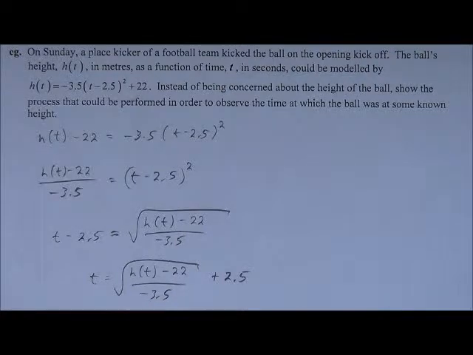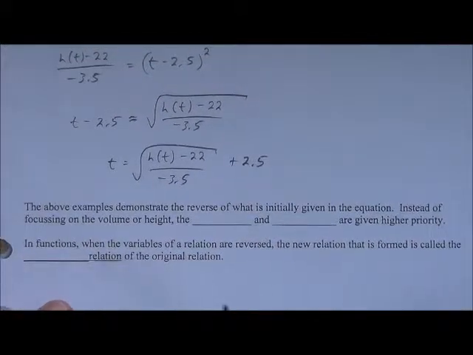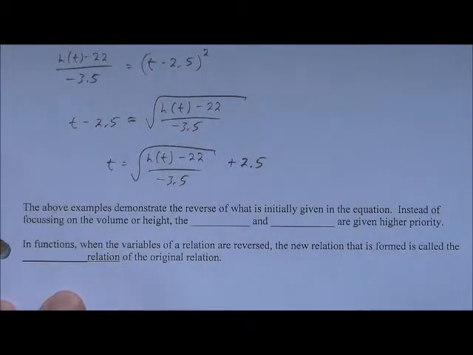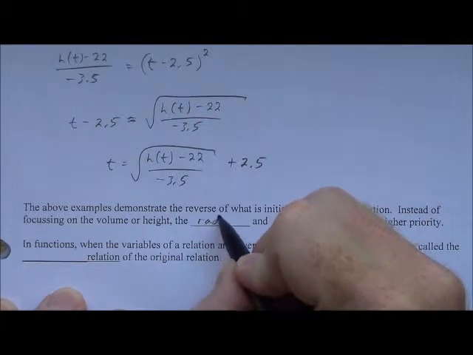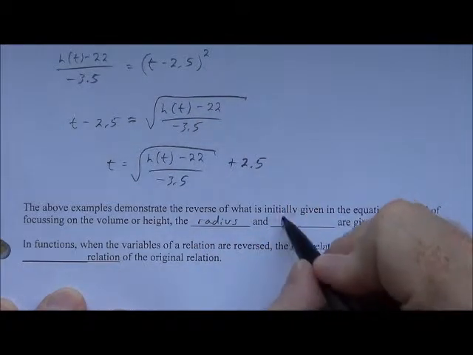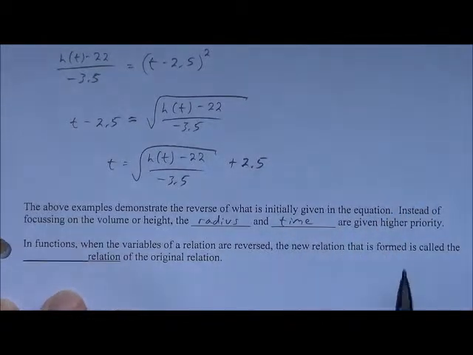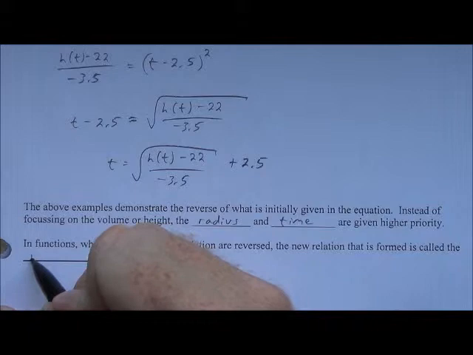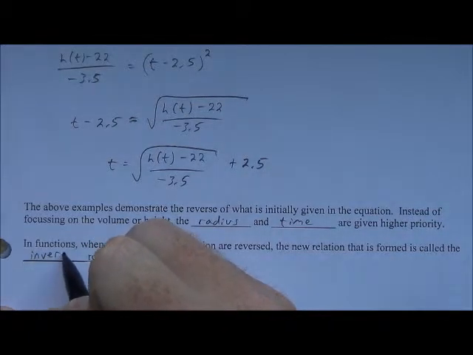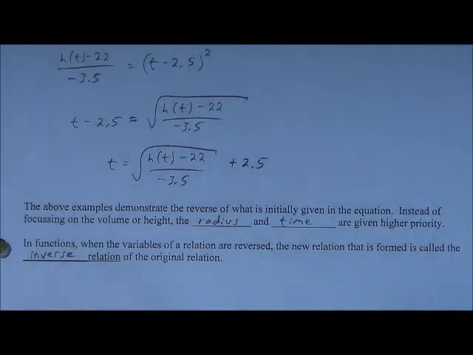Okay, and let's move along here. These above examples demonstrate the reverse of what is initially given in the equation. Instead of focusing on the volume or height, the radius and time are given higher priority. And the roles of the variables of a relation are reversed. The new relation that is formed is called the inverse relation of the original function.